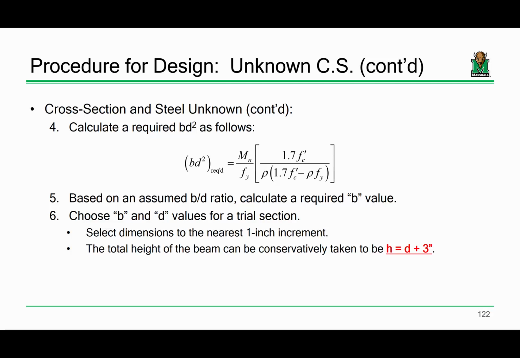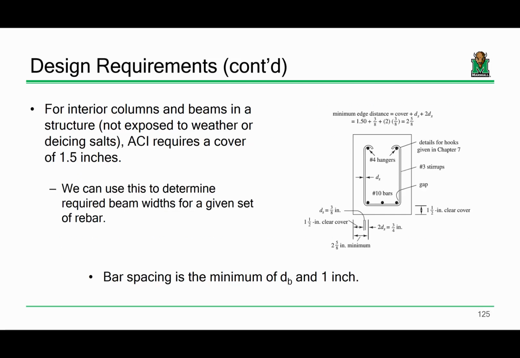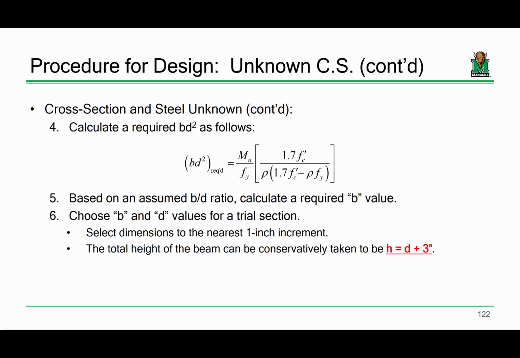Unless otherwise stated, I would take the height of the beam to be the depth plus 3 inches. Okay? The reason why is because 3 inches is a very reasonable value for cover requirements. We're going to talk about cover here in a second. But usually you need a little bit of cover, and then you've got your stirrups and your bar size. 3 inches is usually a very reasonable value for design. So unless otherwise stated, go with a height of D plus 3 inches. And again, I'll talk about cover here in a second. Everybody good?